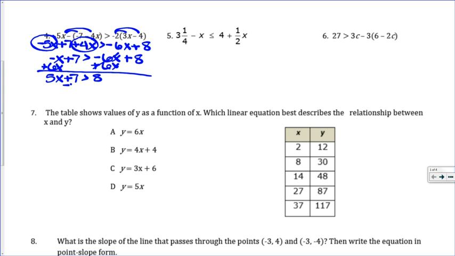My constants are going to go to the right-hand side, so subtract 7. 5x is greater than 1. And then lastly, we're going to divide by 5. So we get x is greater than 1/5. We didn't have to do it on this problem, but remember as you're solving the rest of your inequalities, if you multiply or divide by a negative number at any point, you must flip your inequality symbol.